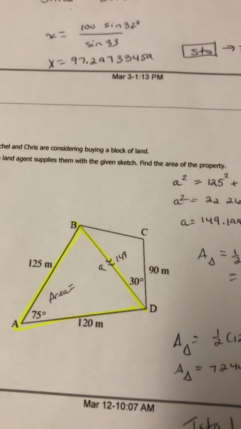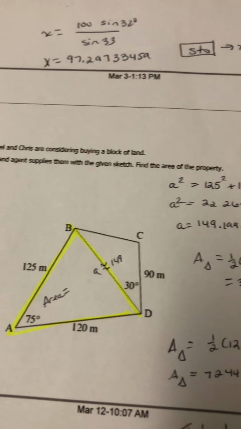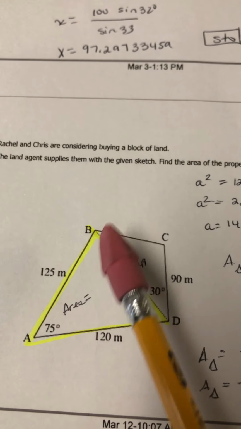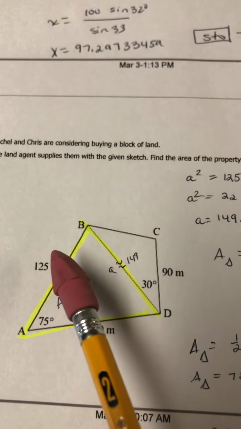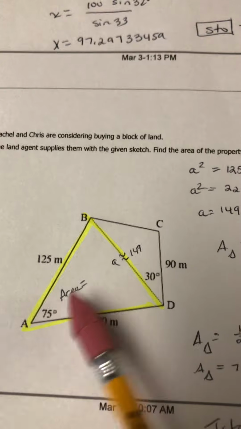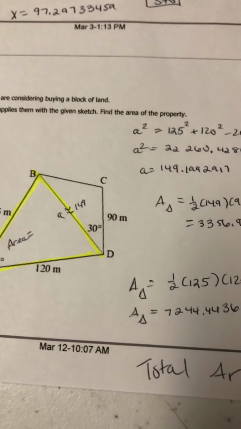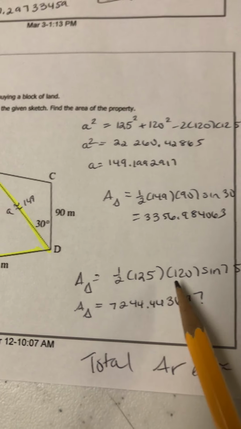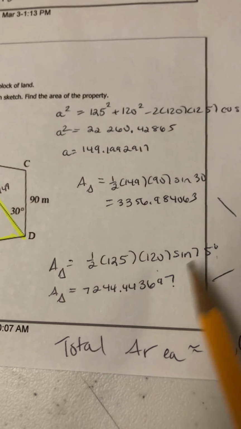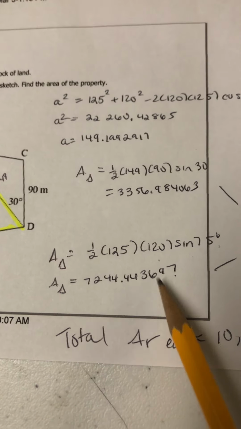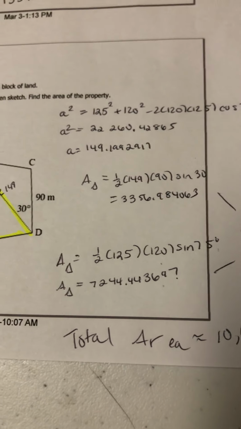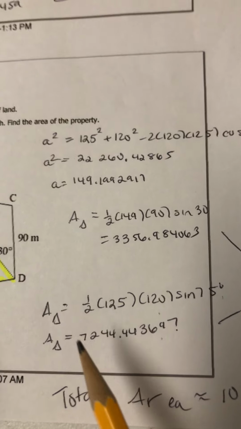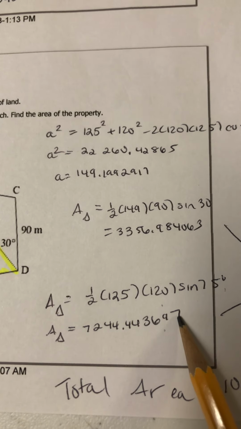Okay, so we're going to have to use the area formula of a triangle. What I did with my yellow highlighter, I highlighted this triangle here, triangle ABD. I have two sides and an included angle, so I can go ahead and find that area, no problem. The area of that triangle was 1/2 times 125 times 120 times sine of 75 degrees, and I got this answer. But I didn't want to round it too soon because I want to round to 3 sig figs at the end. So I wrote everything I saw on my calculator screen.